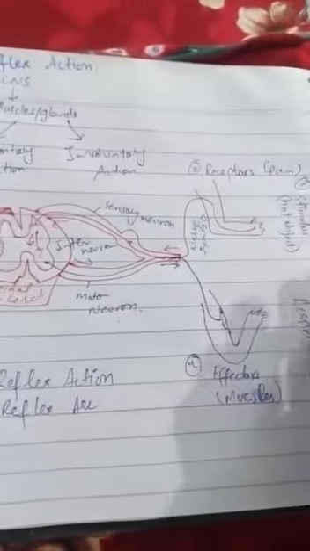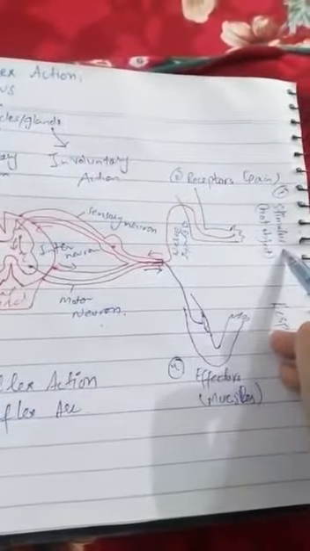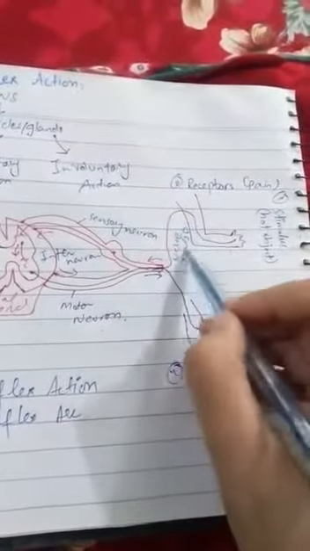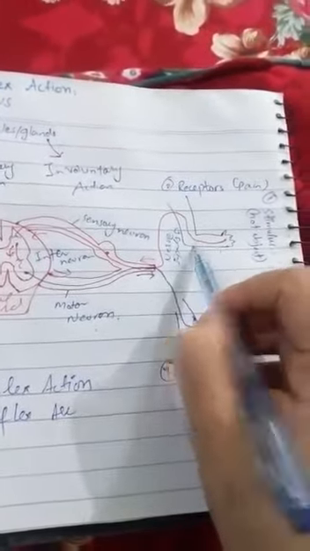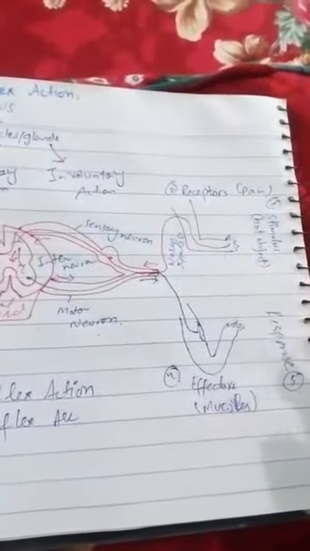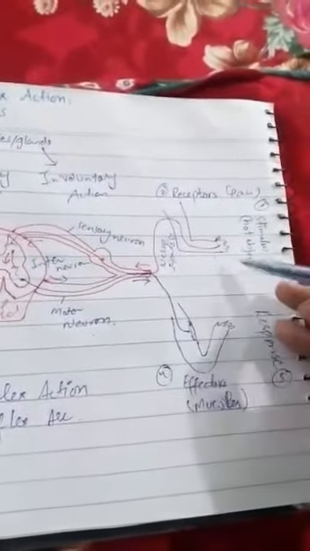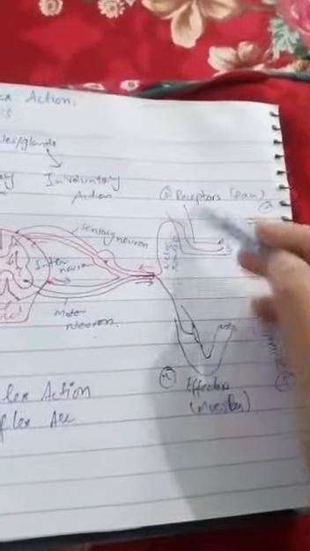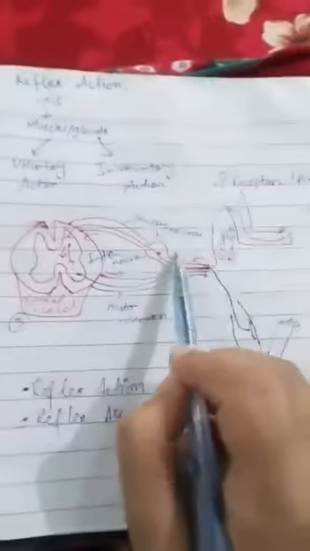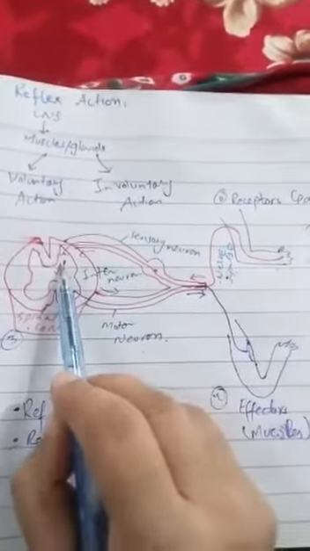So when your hand touches a hot object, the hot object acts as the stimulus. When your hand touches the hot object, a nerve impulse is produced in your hand or arm. The receptors present in your hand, fingers, or toes are the pain receptors or the temperature receptors, and these receptors are activated and produce a nerve impulse. This nerve impulse follows the pathway of the sensory neuron and moves towards the spinal cord.